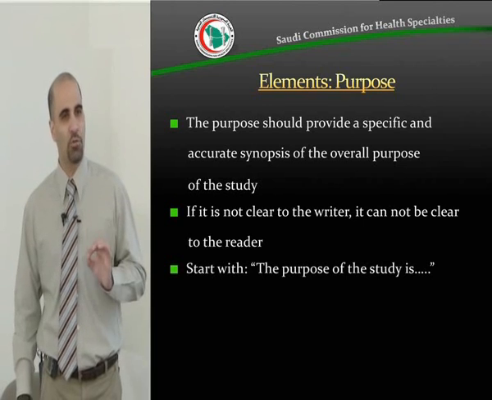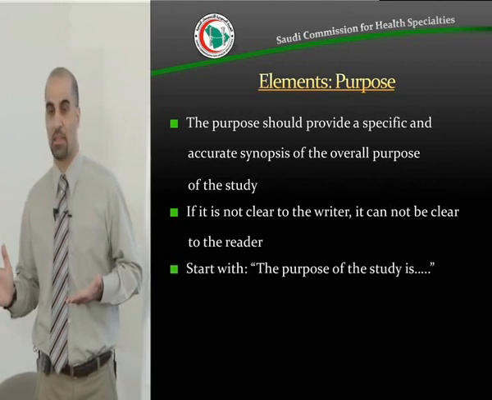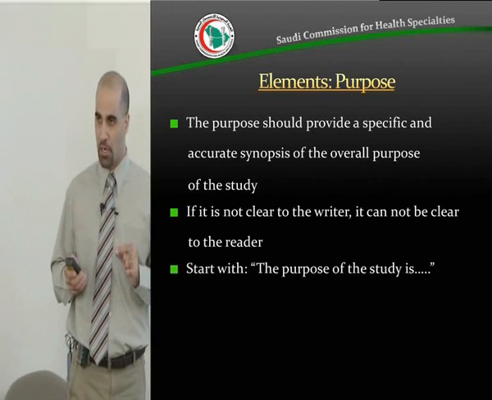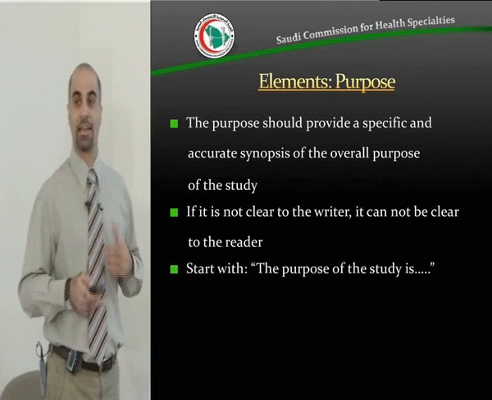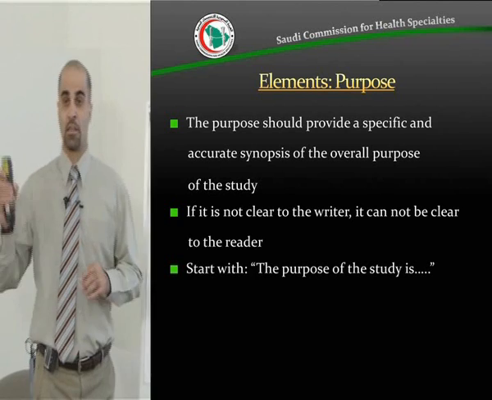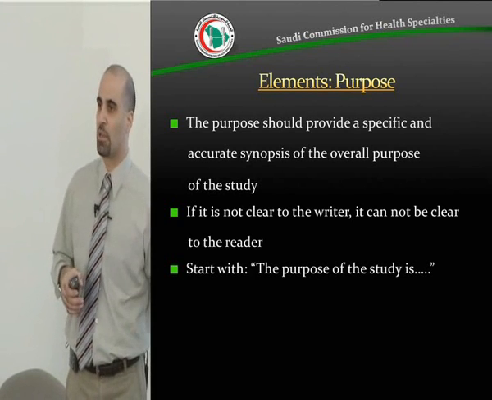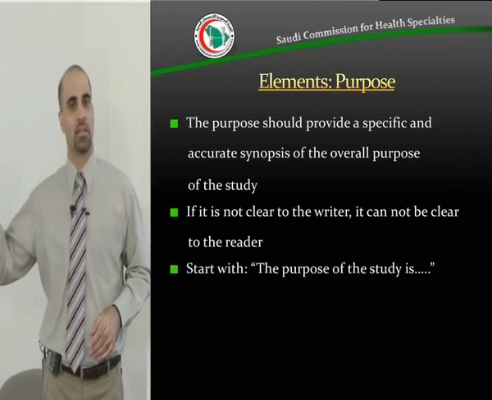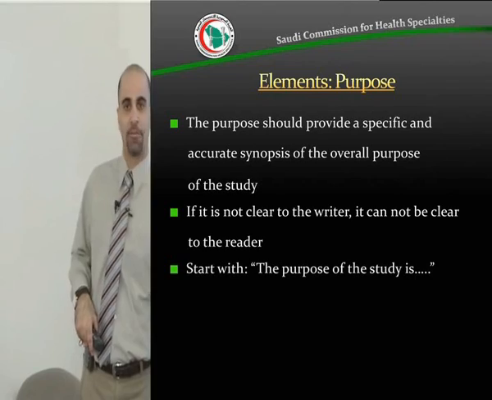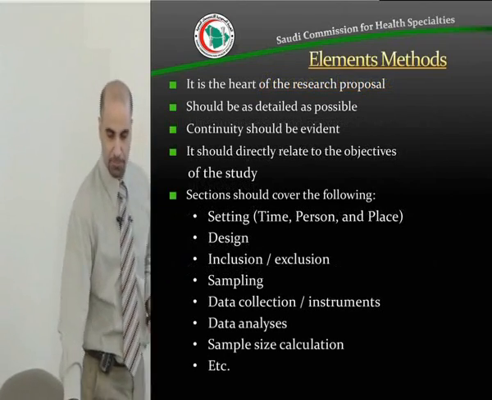Right? So you have to make sure that I want to do the study to do this, this, this, and that. Now, it has to be clear to the writer before it is clarified to the reader. It starts with something like this. The purpose of this study is to assess the association between this and that, evaluate the increase of something, estimate the prevalence of hypertension, and so on and so forth. But it should be very specific.